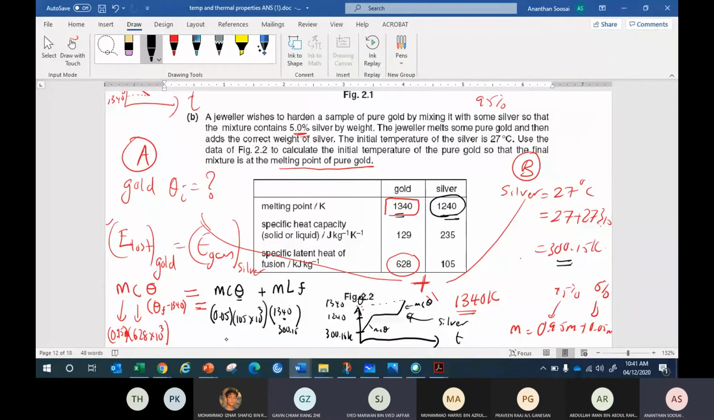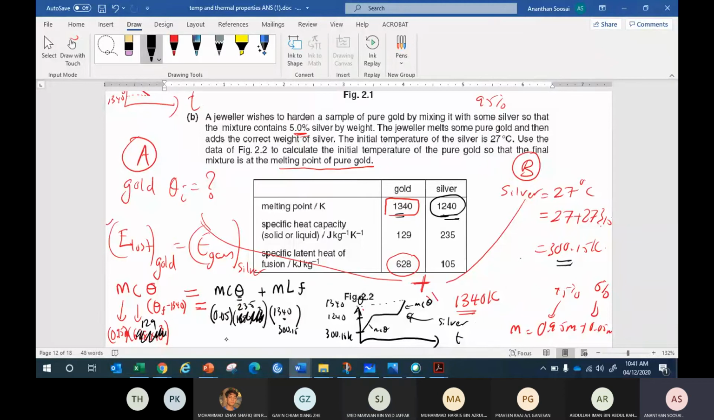Any questions? For both your c, you wrote latent heat instead of specific heat capacity. Oh yeah, sorry. Specific heat capacity is 129. Oh yes, sorry. So both must be 129. For the gold here, 129. So here c is what? 235. Sorry, it's 235.